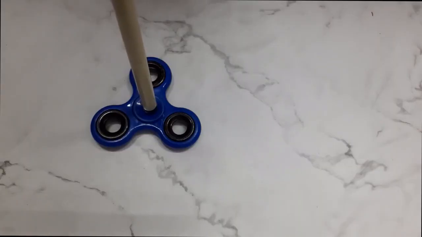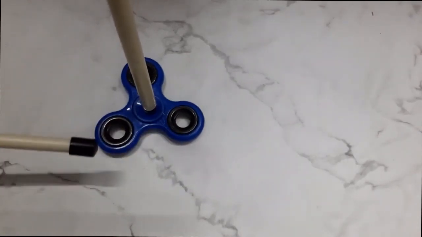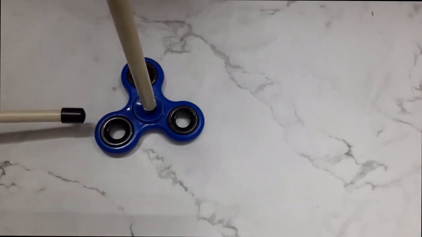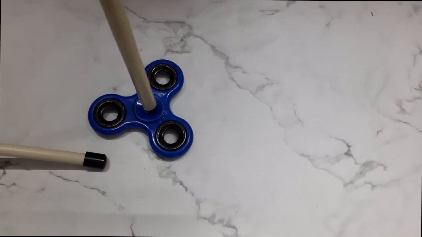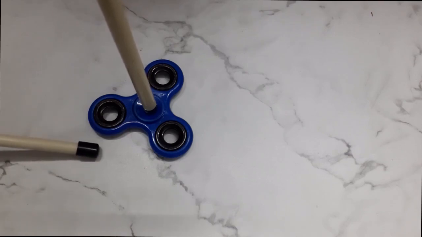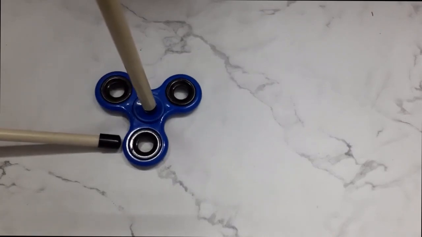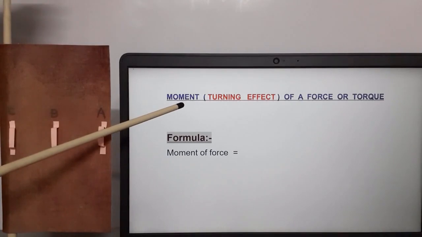Now let's focus only on the object which is fixed at a point. The turning effect which is produced by our force is called moment of force. That is, how much it is turning. This turning effect of force, called moment of force, is also called torque. So, concept clear? Now let's focus on the measurement of moment of force.